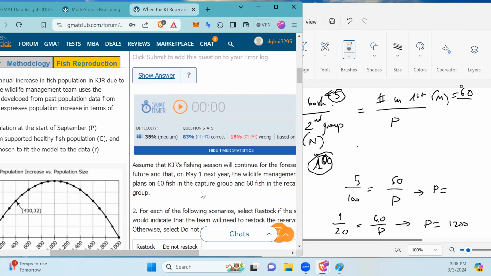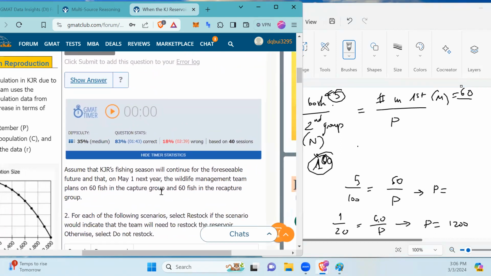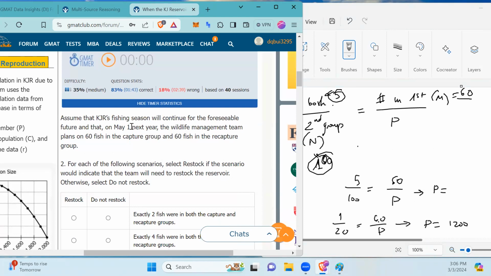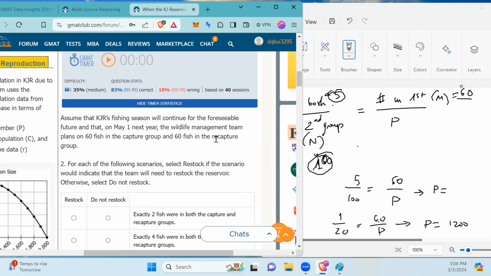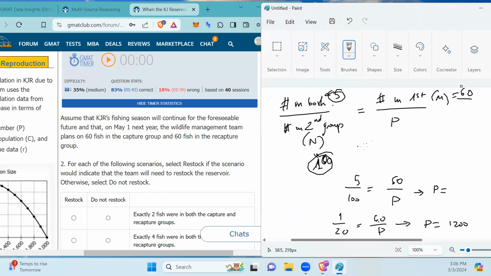Correct. Okay, second question. Assume that KGR's fishing season will continue for the foreseeable future, and that on May 1st next year, the wildlife management team plans on 60 fish in the capture group and 60 fish in the recapture group.